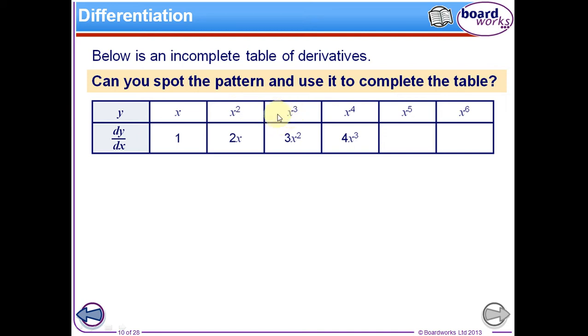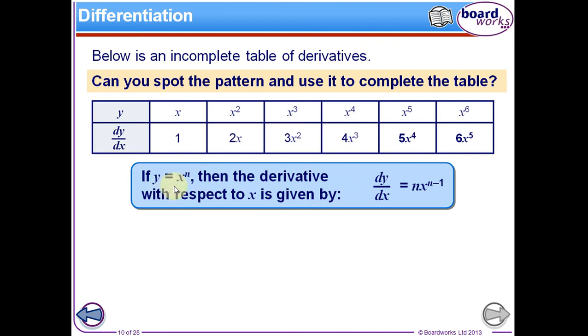The coefficient comes back, 4, then x raised to 3, take away 1. So 4 comes back, then take away 1, 4x raised to 3. So this will be 5x raised to power 4. And this will be 6x raised to power 5. So you see that the power reduces by 1, and the coefficient comes to the front.